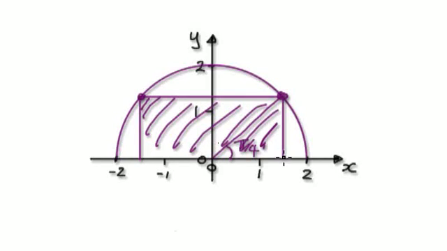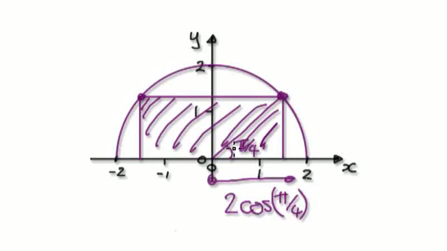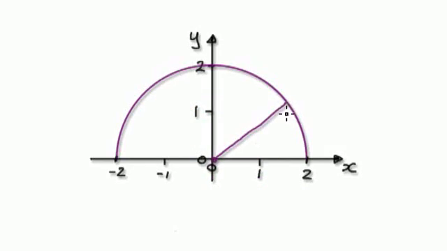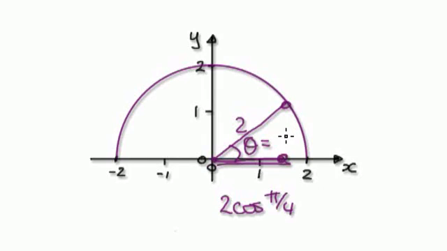Okay, and by the way, this from here to here would be 2 cos pi over 4, because the hypotenuse here is 2. So this distance here will be 2 cos pi over 4. Okay, but this is sufficient when you state theta to be pi over 4. Okay, that will give you your biggest box.